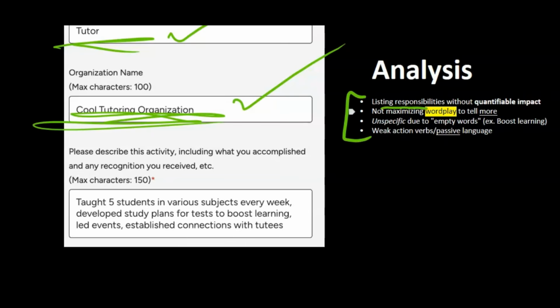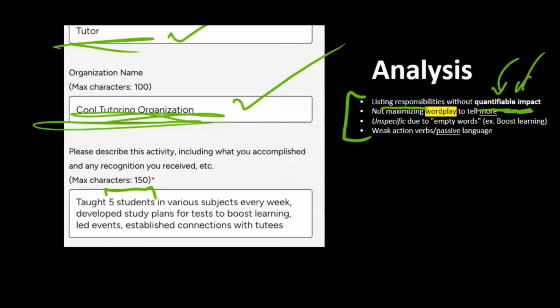On first read, it doesn't even sound that bad, but there are a couple of key problems. First off, we're listing responsibilities without quantifiable impact. You'll hear me say this a lot: quantifiable impact. We need more numbers. I see one number right here, and that's 5. That's not good, because then everything else is not going to hold the same weight as if you had numbers.